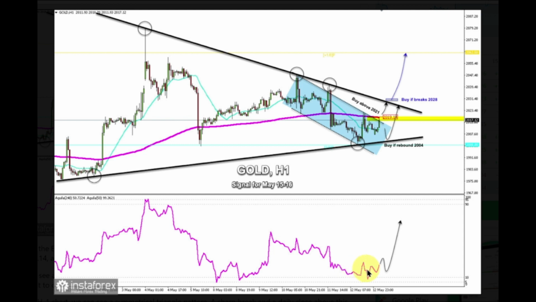The Eagle indicator reached the oversold zone. Therefore, with any pullback, and as long as it trades above the psychological level of 2000 USD, it will be seen as a signal to continue to buy.